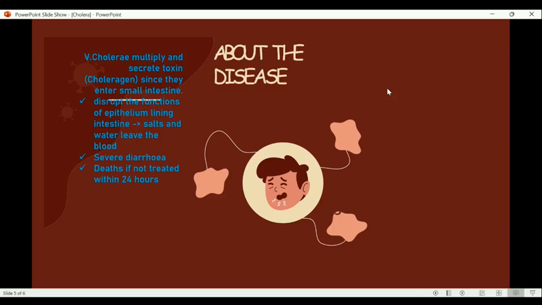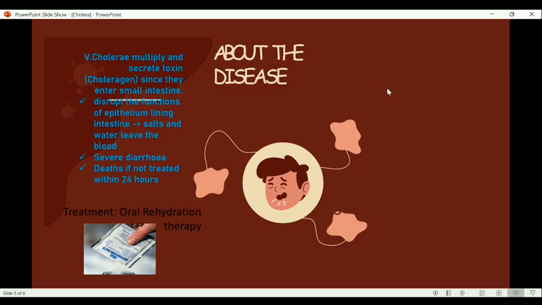Fortunately, there are lots of advancements in medical sciences nowadays so that cholera can be treated completely using oral rehydration therapy. The patient has to drink the oral rehydration solution daily until they are cured. This solution helps the patient's body maintain the osmotic balance of the blood and tissue fluid.